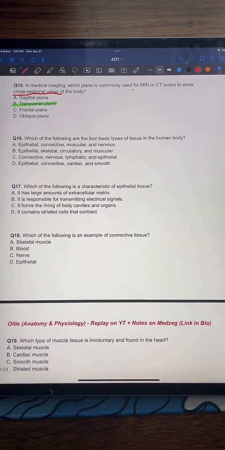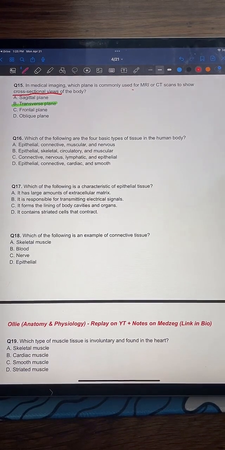Number 16. Which of the following are the 4 basic types of tissue in the human body?